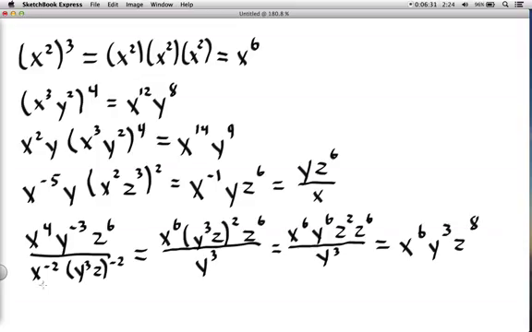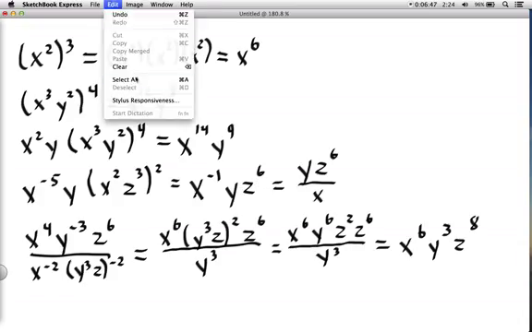So there we go. We simplified this whole complicated looking thing with parentheses, negative exponents, fractions, all the way down to just a very simple expression with x, y, and z, single terms, all positive exponents. All right, let's do one more complicated example like that.